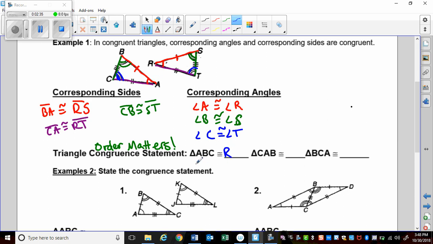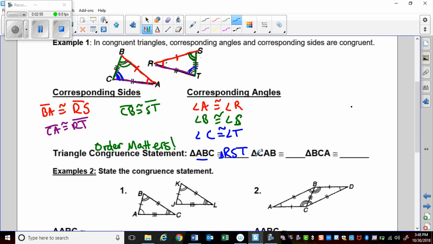Okay, then they tell me to go to B. B has the green angle or 2 arcs. My green angle is S. Oh, sorry, put triangle first. Triangle R, S. And then it tells me to go to C, which is my blue one. And my blue one is T.